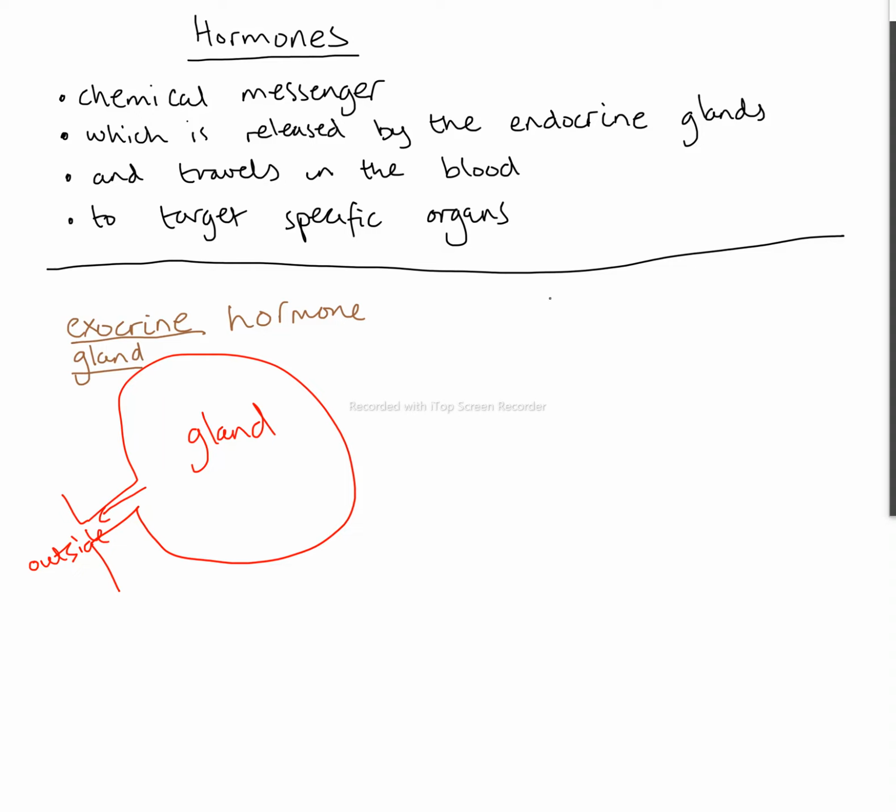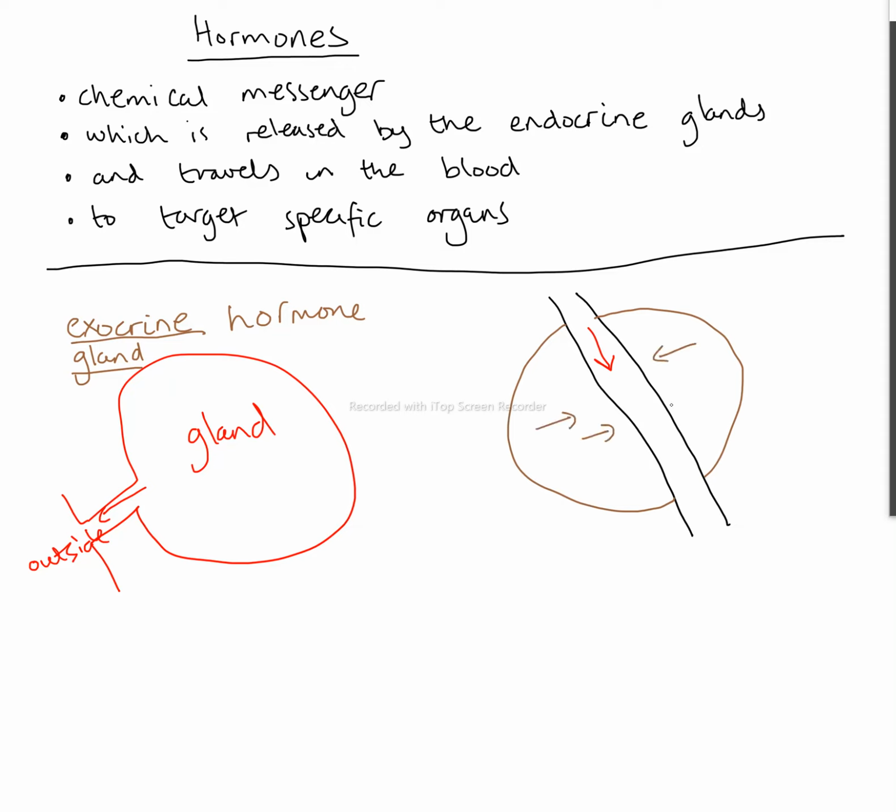You've got another one. Just say that's a blood vessel, blood is traveling in that direction. You've got, just say, a gland around it that's releasing hormones and they get absorbed into the blood. That is called an endocrine gland. So these are the hormones that are released into the blood. So there's two types, exo and endo.